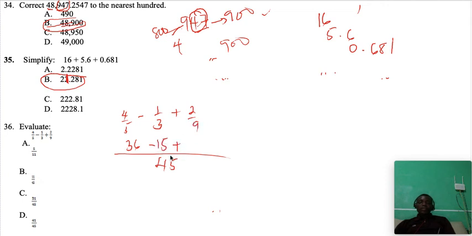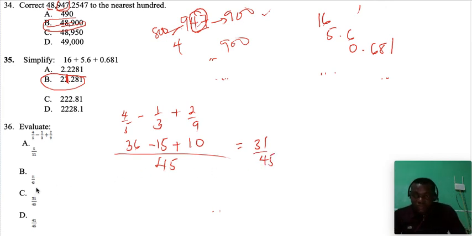Then 9 goes into this is 5. 5 times 2 is 10. So you subtract the top. 36 minus 15 plus 10 will give us 31. So the answer will be 31 over 45. So let's check, 31 over 45 is this. That will be our answer for that one. Good.